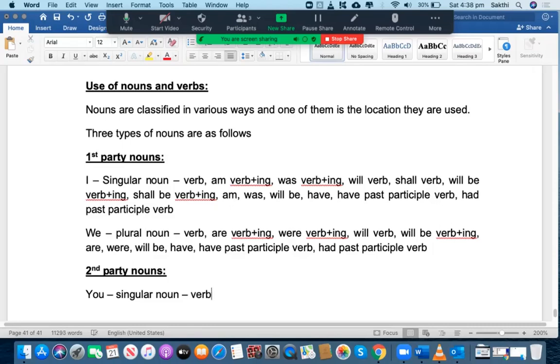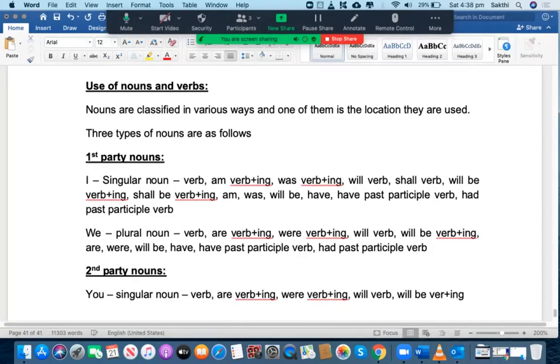We'll start with maybe verb and verb plus ing. So you go with the verb: you come, you sit, you run, you do something. And then you go with "are" and verb plus ing as well. And then you go with "were" and verb plus ing. And then you go with "will" and verb, and then "will be" and verb plus ing.